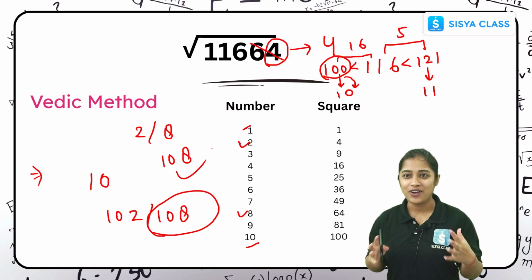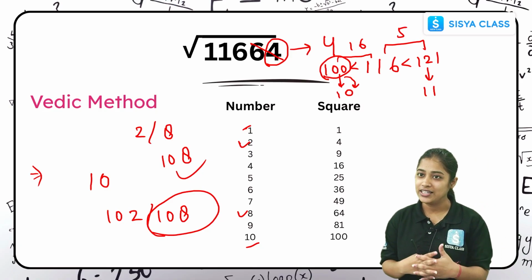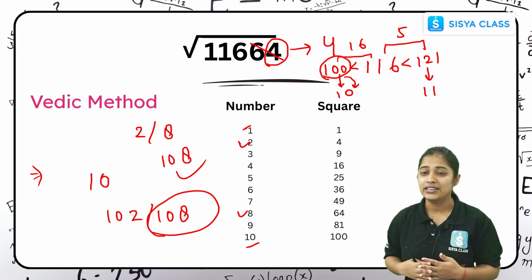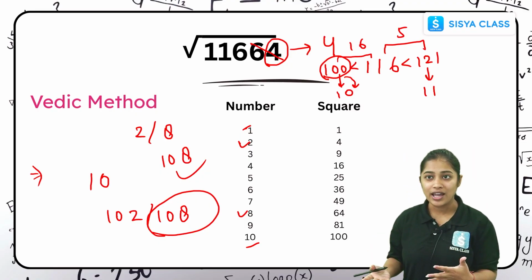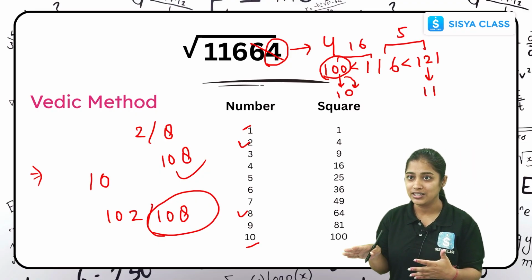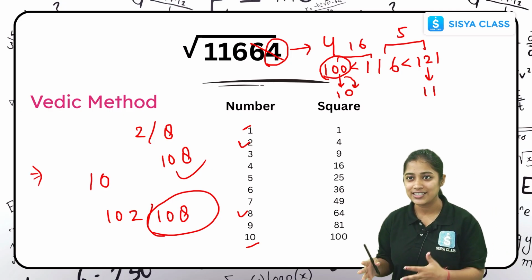So this is the first trick, how to find the square root of any number, right? Very easy. Focus on the unit digit and then check from 1 to 10 which is the number whose square also contains that unit digit. So this is the first trick we have learned. Now let's move to the second trick.